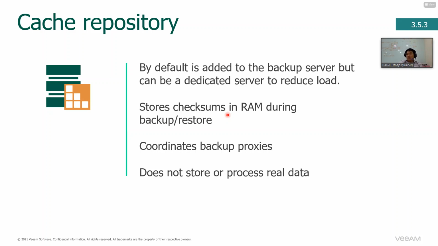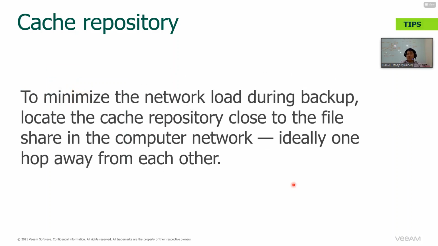So if you did not select any other thing, maybe the backup server will be the one. You should select a dedicated server which is closer to your file proxy and the NAS file share to reduce network load. Okay, so this is an additional component that works together with your backup proxy. Okay? So it does not store or process real data. They are storing certain metadata for Vim to speed up the particular operation. So you will see here, to minimize the network load during backup, locate the cache repository close to the file share, in a similar case to your file proxy, ideally one hop away.